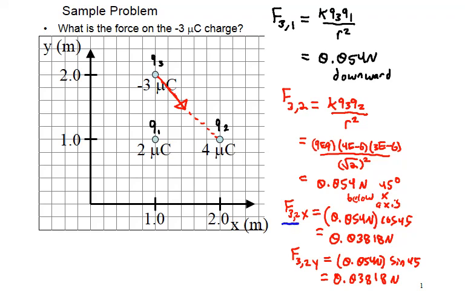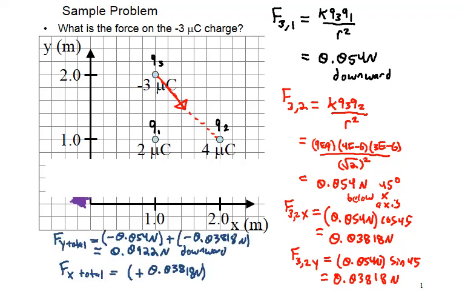But if you notice here, for x, if I break this force up into this and this, actually cosine will give me what's going on in the y, and the sine is going to give me what's in the x. But these values should be 0.03818 for each of those. And so down and then to the right. And so those are the two forces.